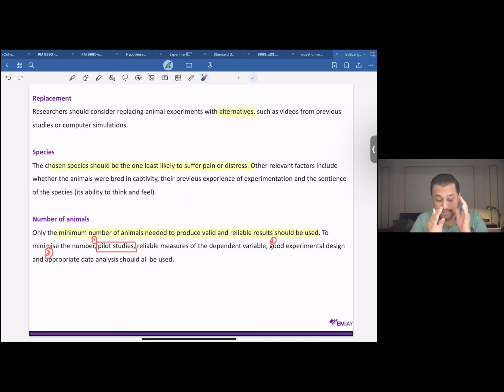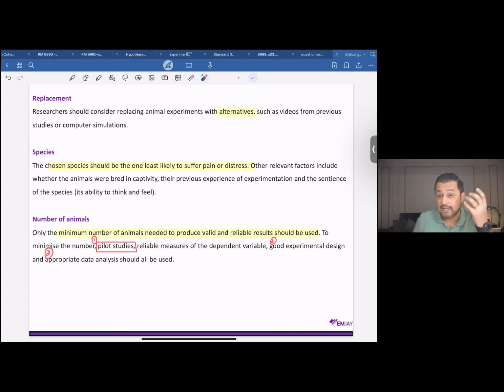If one works, that's amazing. If more than 1 are required, then you keep on adding. But then again, try to keep the number to a minimum as you possibly can. Only the minimum number of animals needed to produce valid and reliable results should be used. To minimize this number, pilot studies should be considered.